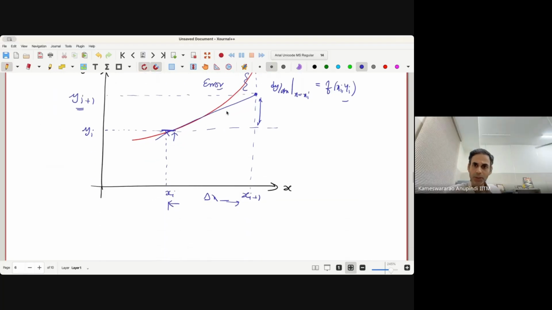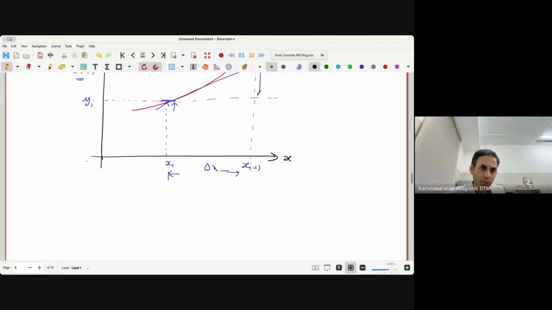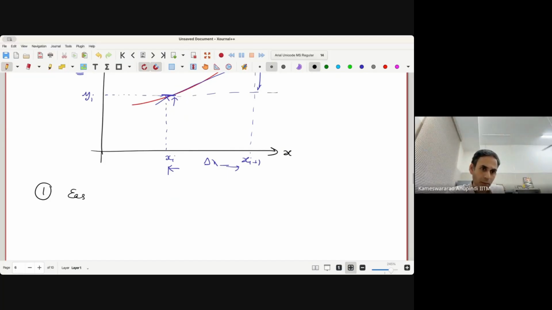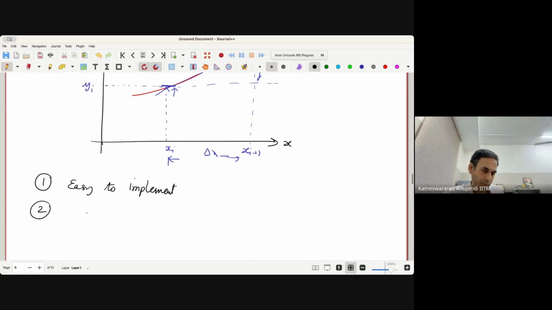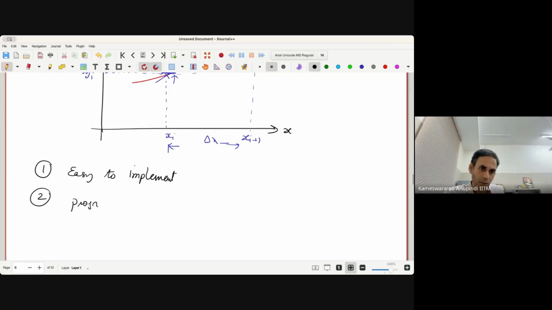As you can see, it is very easy to implement, and progressive values of yi can be obtained by simple substitution.